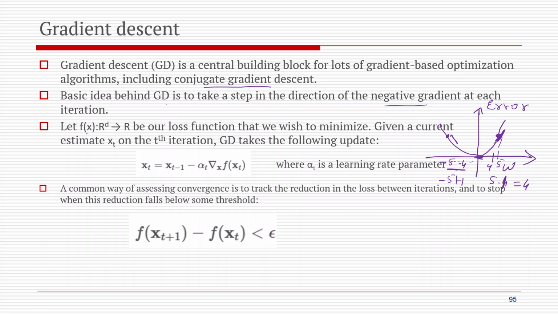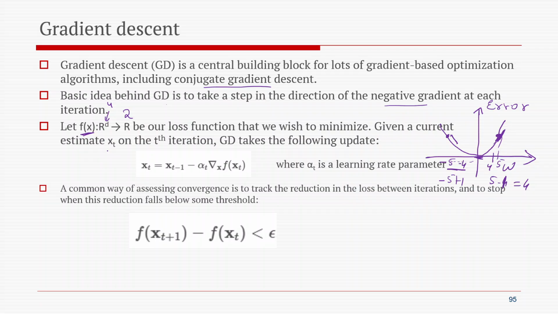In gradient descent, f of x is the input-output mapping, where d input dimensions are mapped to the output. For example, if there are 4 nodes in the input layer of the neural network and 2 nodes in the output, it is a mapping from 4 to 2. And this f of x is the loss function that we wish to minimize. That is, our aim is to reduce the error.